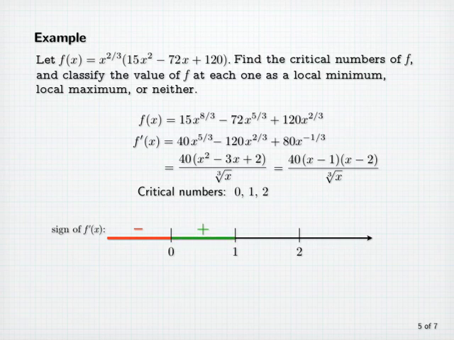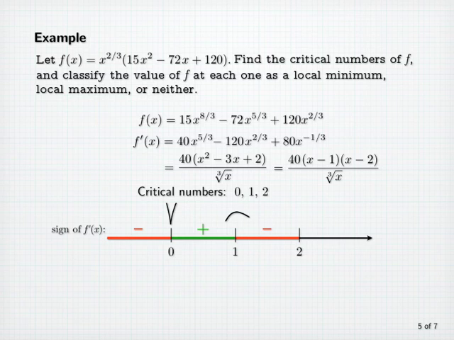So we can already tell that f of x is decreasing to the left of 0 and increasing to the right of 0, and since that's a point where f prime of x doesn't exist, we conclude that the graph of f has a cusp at x equals 0. Now between 1 and 2, x minus 1 is now positive, while x minus 2 is still negative, and the cube root of x is positive, and so there f prime of x is negative, and so f of x is increasing on the left of 1 and decreasing on the right of 1, and so we conclude that f has a local maximum there.